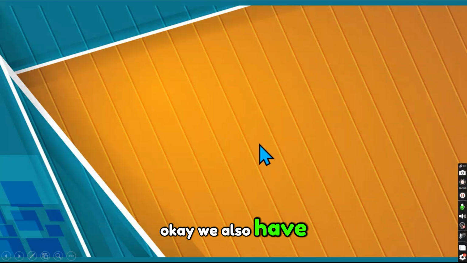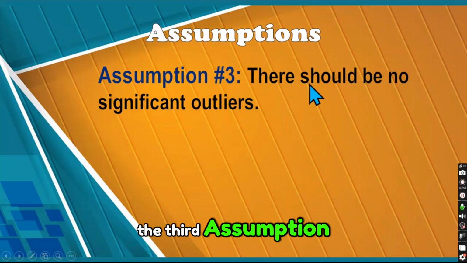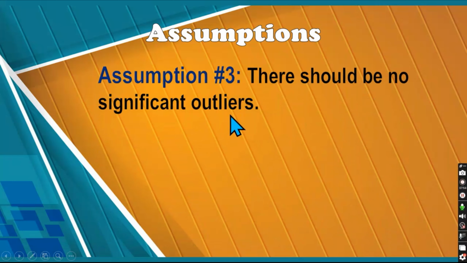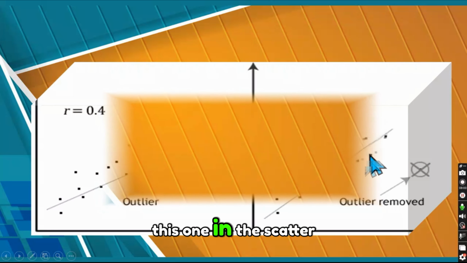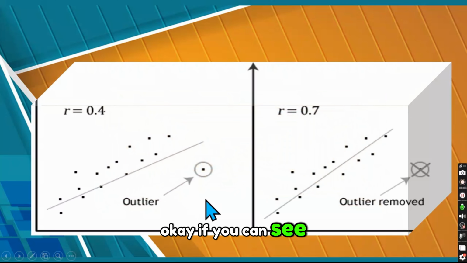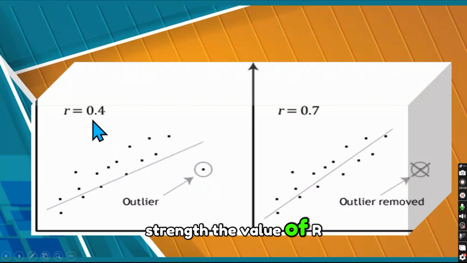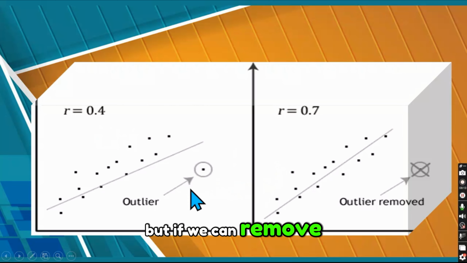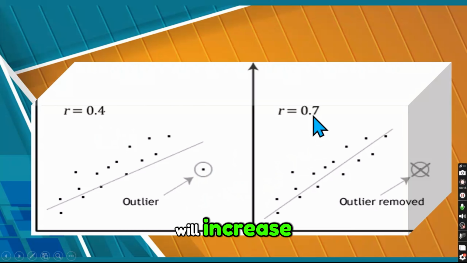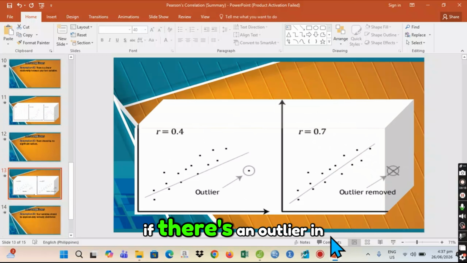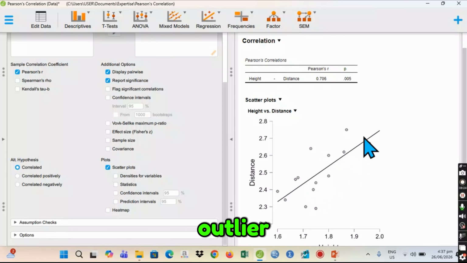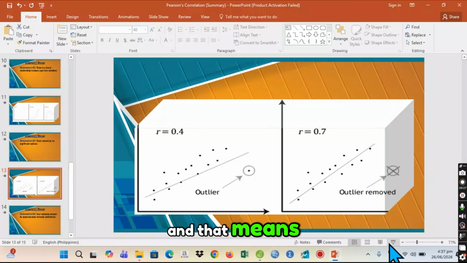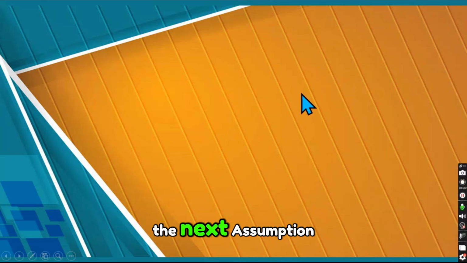We also have the third assumption. There should be no significant outliers. So we have to avoid extreme values. We can also see this in the scatter plot. If there is an outlier, the measure of strength, the value of r, is actually lower, but if we remove the outlier, the r will increase. So we will check if there's an outlier in our result. Most likely, there's no significant outlier. And that means we can proceed with the next assumption.